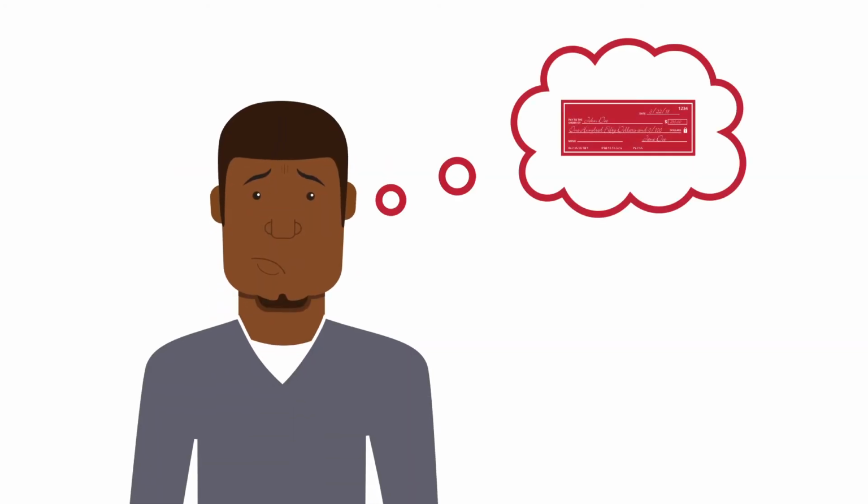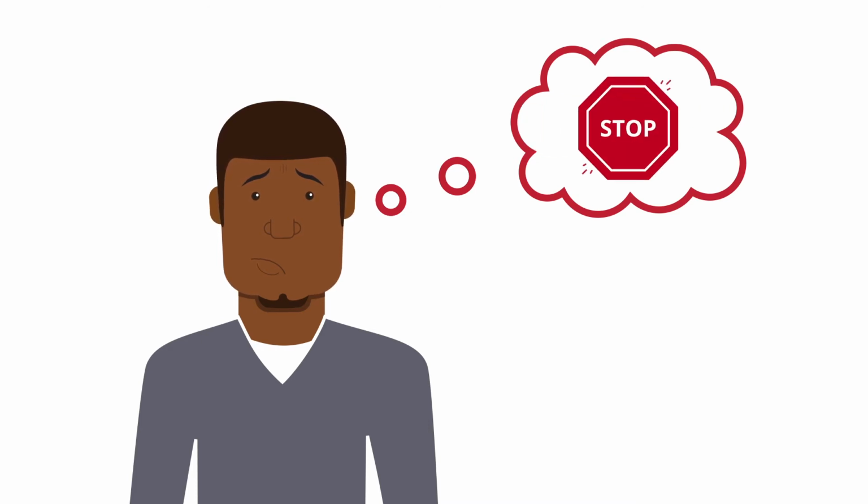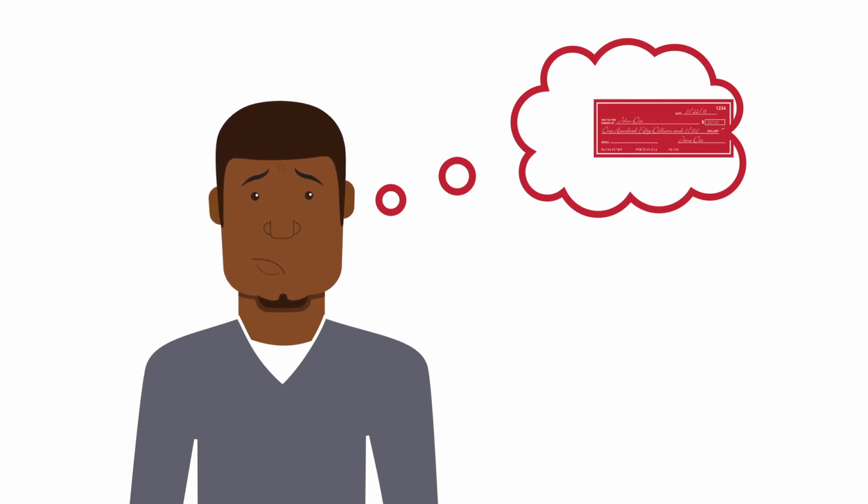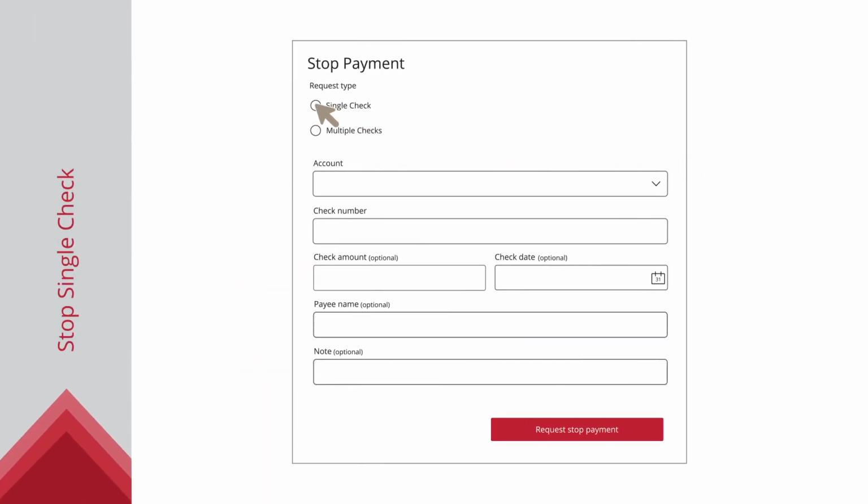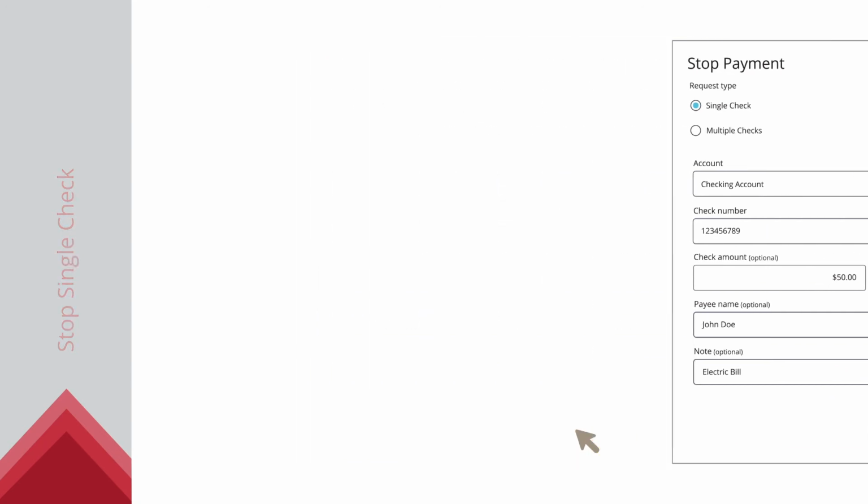If you are worried about a pending written check, you can request a stop payment to prevent it from being cashed. Select Single Check, then the appropriate account using the drop-down, and enter the check number. Enter the amount, the date of the check using the calendar, the payee name, and memo. Click the Request Stop Payment button when you are finished.